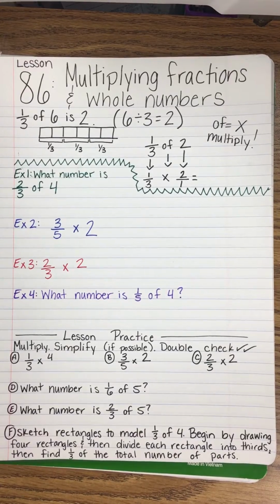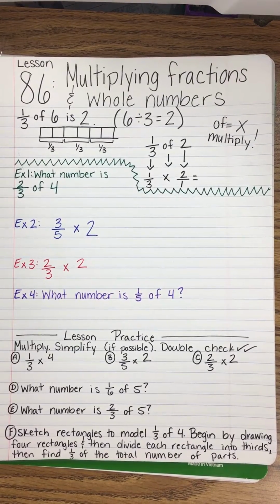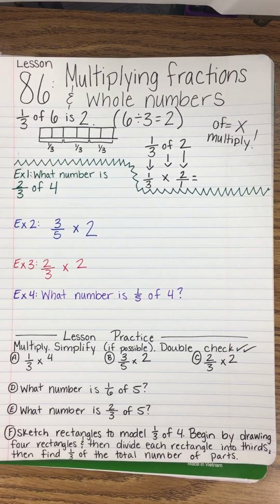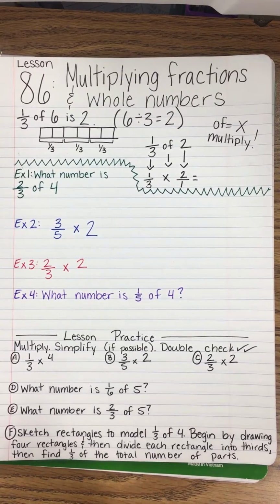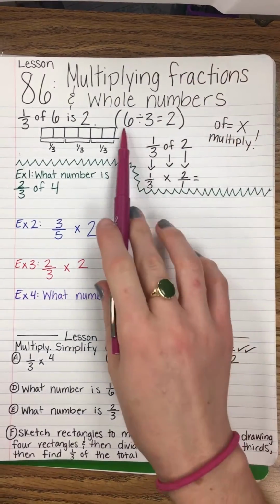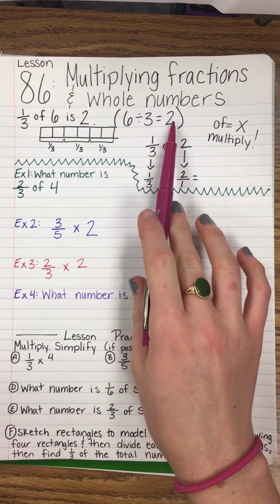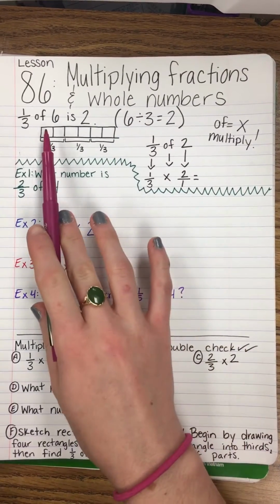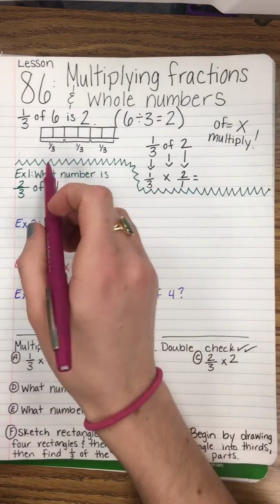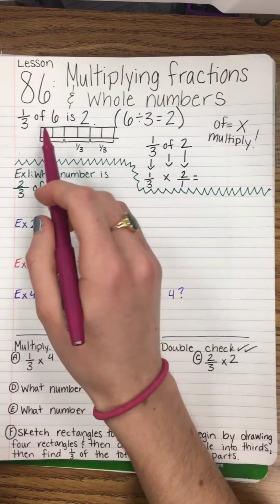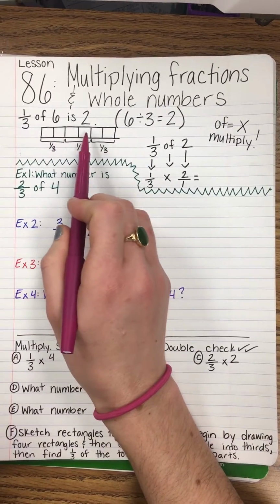We have found a fraction of a whole number by dividing the whole number by the denominator of each fraction. For example, 1/3 of 6 is 2. And you can know that because 6 divided by 3 is 2. So if you had six rectangles or squares, 1, 2, 3, 4, 5, 6.